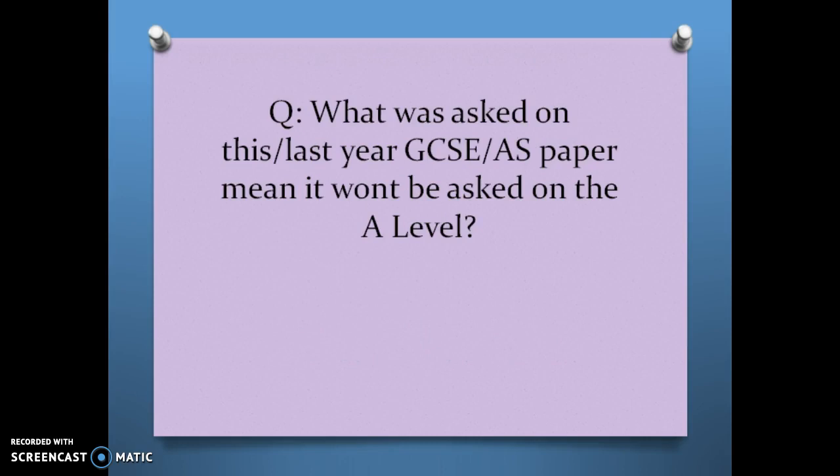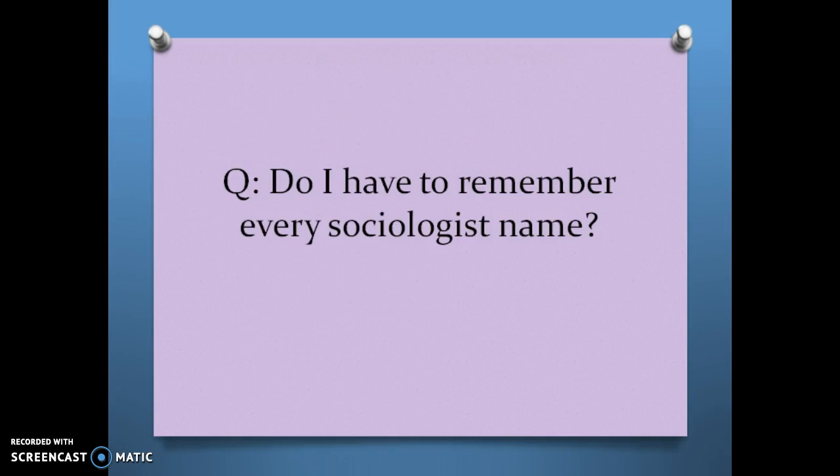What was asked on this year's or last year's GCSE or AS papers doesn't mean it won't be asked on A-level. These are totally different exams, and there is no correlation between what was asked on an AS paper and what will be asked. It's really hard to predict what is going to be asked on these questions. It is a good idea to have a look at what has been asked. It is quite useful to see how they've asked questions, because that will allow you to prepare for these A-levels in the best possible way. But just because something was asked on last year's AS paper does not mean it will not be asked on the A-level paper.